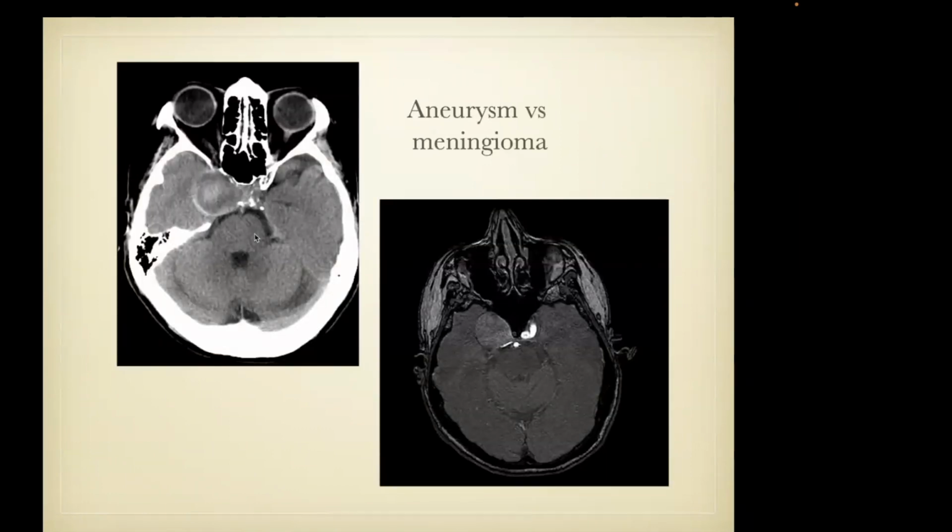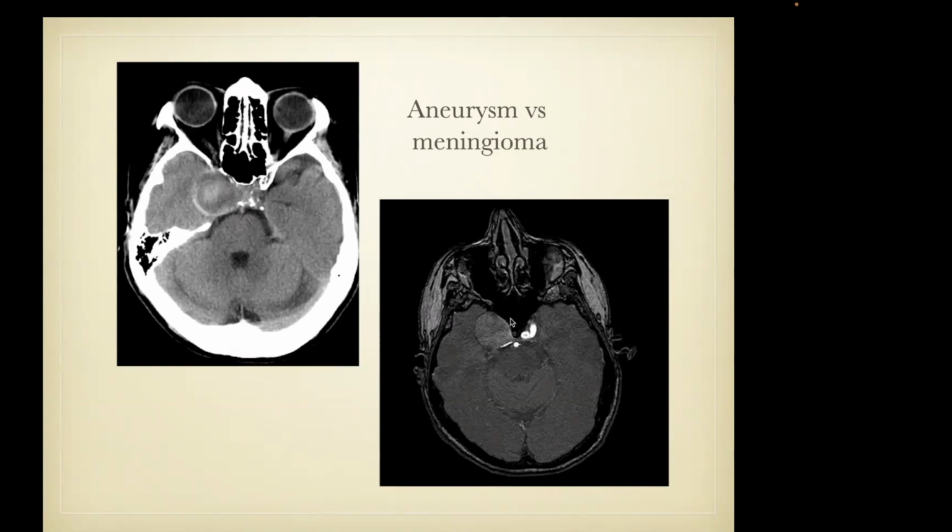Take this example. Here's the CT scan. We can see there's a parasellar mass. It has some mixed attenuation, high attenuation centrally, a little lower peripherally. There's a little bit of high signal or high attenuation here, but not definitely calcified. So we might ask ourselves, could this be a tumor? Could this be an aneurysm?